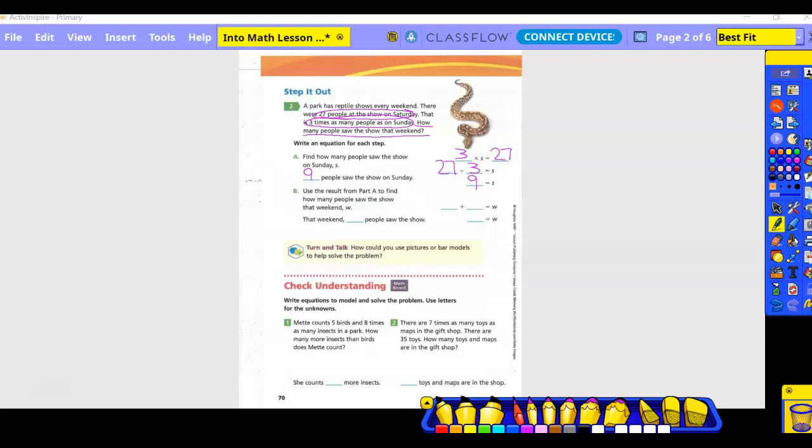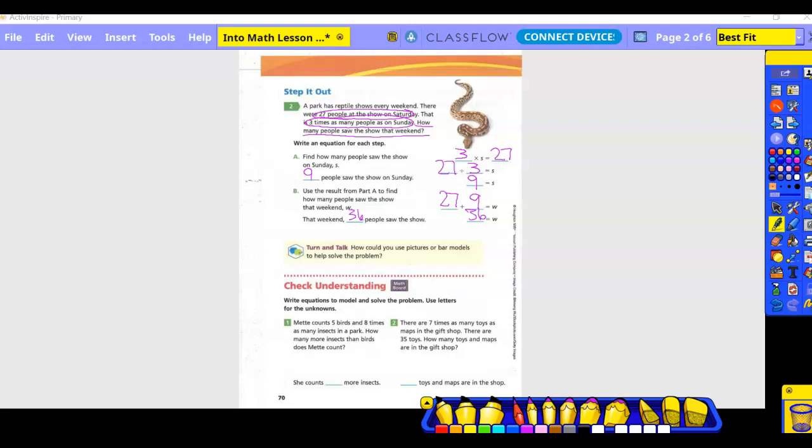Use the result from part A to find how many people saw the show that weekend for W. So we had how many people on Saturday? 27. And how many on Sunday? 9. Right? Okay, because we just found that up here on A. So what is 27 plus 9? 36. So that weekend, 36 people saw the show.